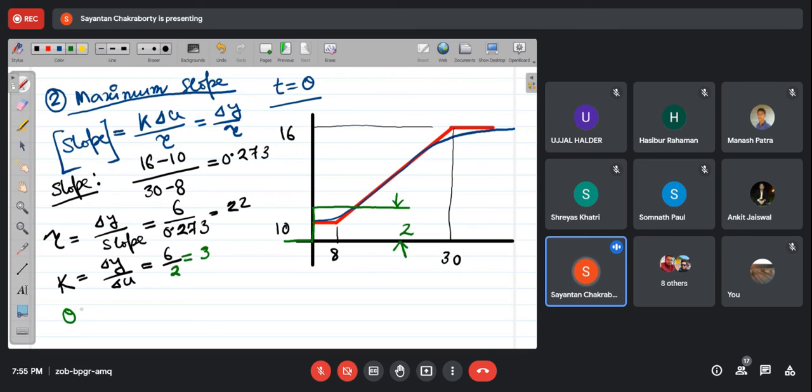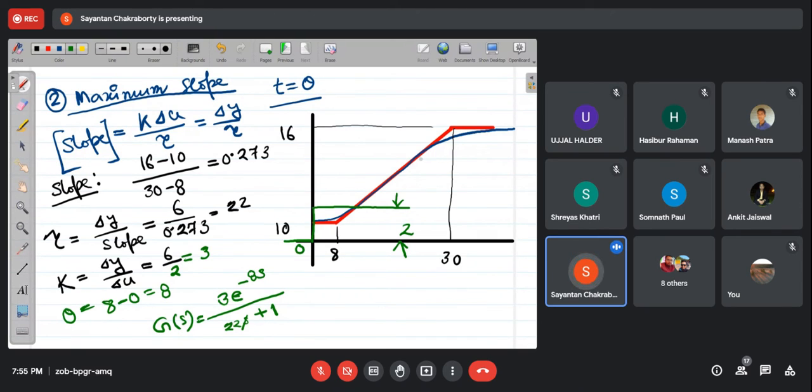And what about the time delay theta? If it is changing from 0, theta will be 8 minus 0. So what is the final model? 3 e to the power minus 8s by, sorry, 22s plus 1. So this will be a first order plus time delay model, which will be an approximation of the response obtained, like this blue one.